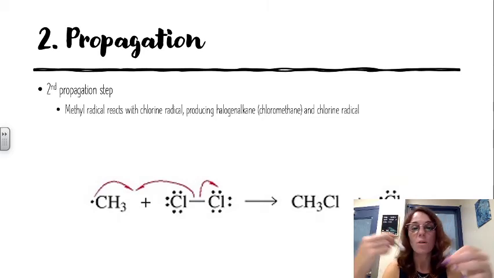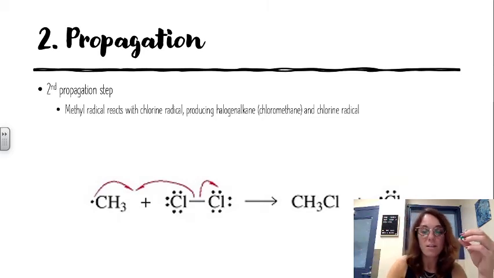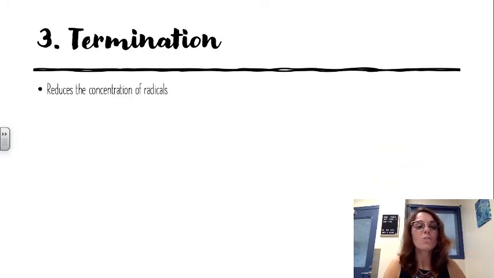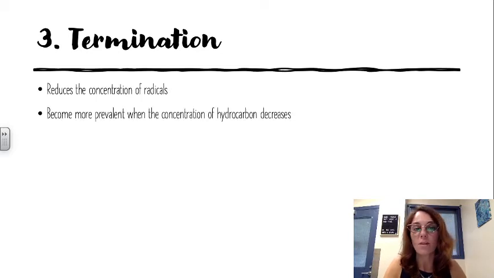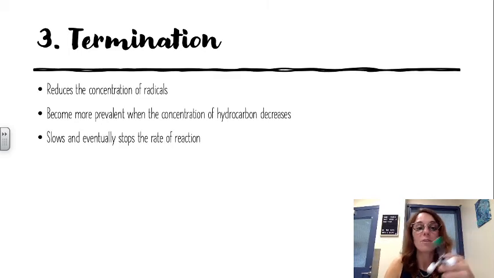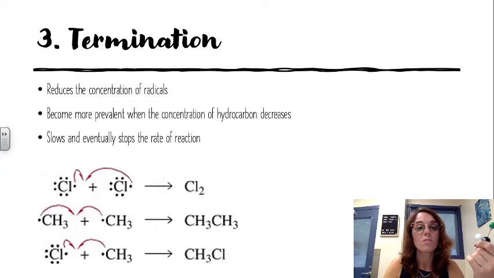And then this process will continue on and on until I get to my termination step. In a termination step, I want to make sure that I don't have any more radicals left over. So when the concentration of this hydrocarbon decreases, remember, we're not just talking about one molecule, we're talking about millions of molecules. When we run out of this hydrocarbon, we're not going to be creating or using up as many of these free radicals. So eventually the reaction will stop.